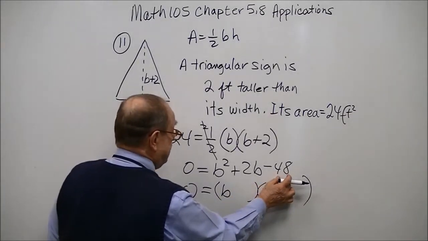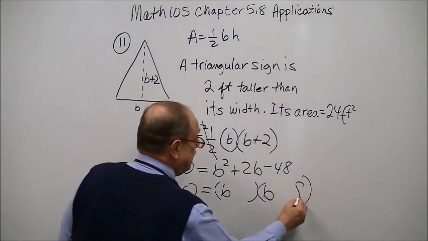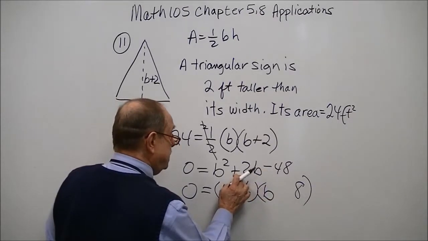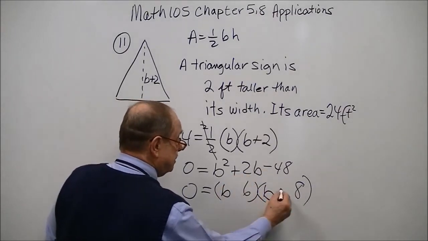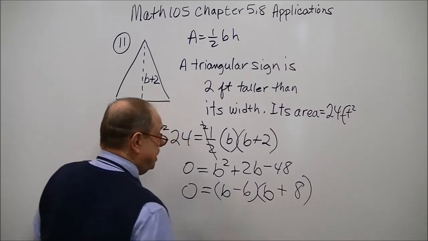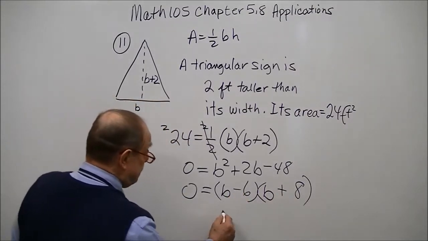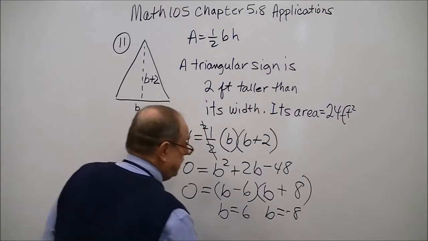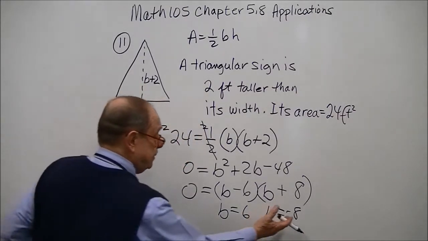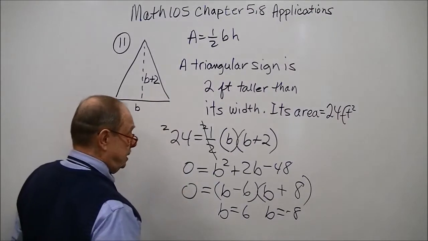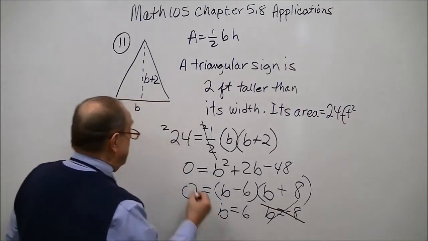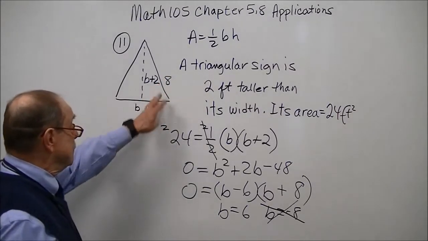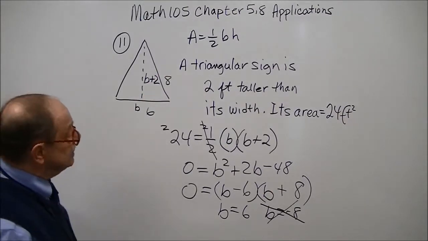So we want factors of 48 that have a difference of 2. Well, 8 times 6. And we're looking for a positive, larger number, so the plus goes there, and this is minus. And when we solve it, we get b equals 6 here. b equals a -8. Well, you can't have a negative number as a dimension of something, so we reject that one. Our base is 6, and our height is 8. And half of 48 is 24, and there is a solution to this one.